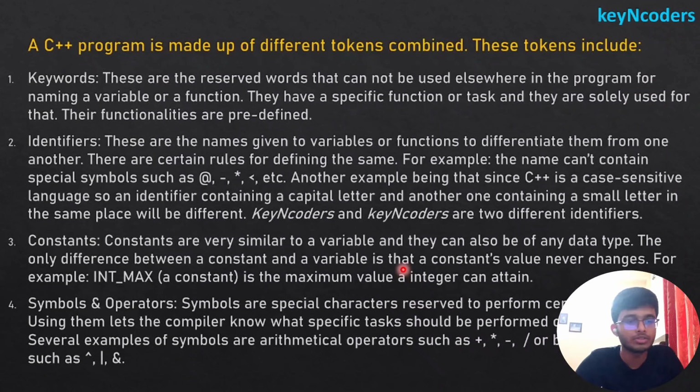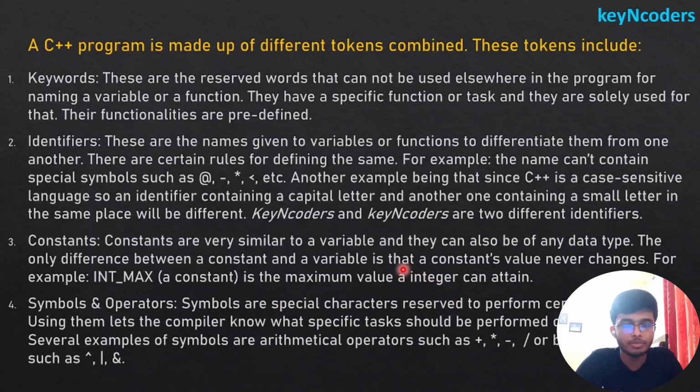You need not worry. A C++ program is made up of different tokens combined. These tokens include keywords, identifiers, constants, symbols, and operators. Keywords are the reserved words that cannot be used elsewhere in the program for naming a variable or a function. They have a specific function or task and are solely used for that.